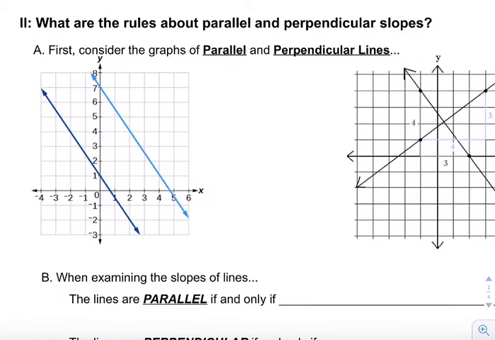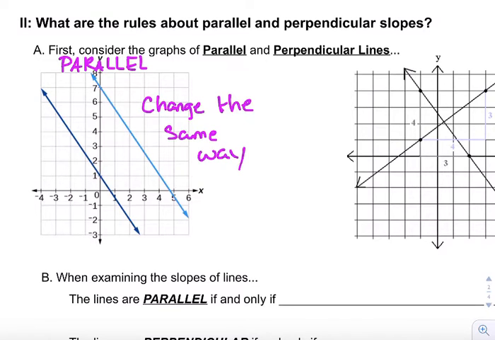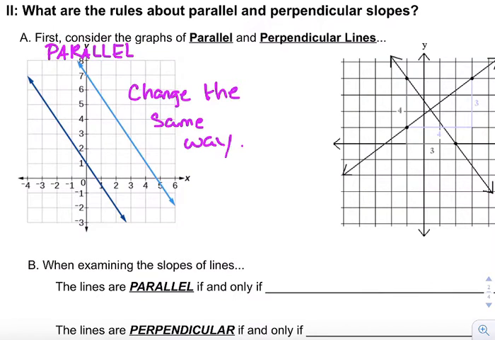If you consider the graphs of parallel and perpendicular, over here, of course, being parallel, if you observe these lines and you think about how they move, well, of course, we know that parallel means that they're never going to intersect because they're the same distance apart. But the reason they're the same distance apart is because they're changing by the same amount. So parallel lines change by the same amount. We say change the same way. And so as you're moving along the x in either direction, both the lines are increasing or decreasing by the same amount.